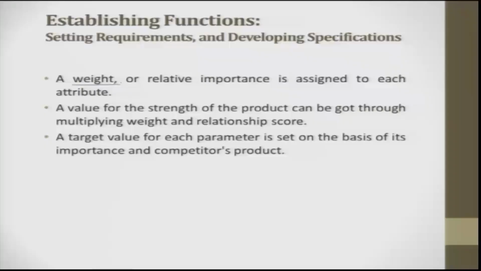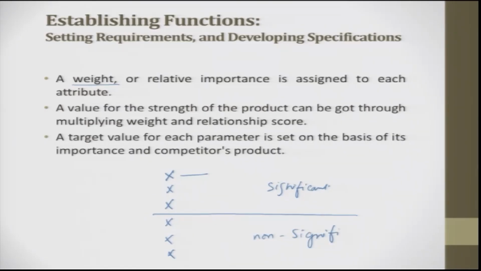So, a weight or a relative importance is assigned to each attribute. So, that is what I said, an indirect way of going ahead, or you try to give a weightage. The other thing is, suppose you come up with 10 specifications for a product. Then you will try to identify which are significant and which are non-significant. In these significant and non-significant parameters, again you would like to assign weightages, and you try to say which specification is more important.